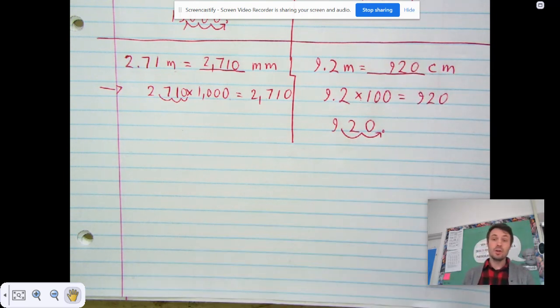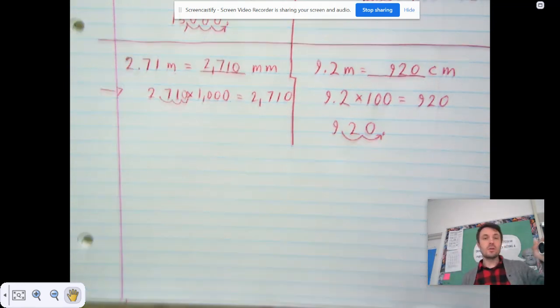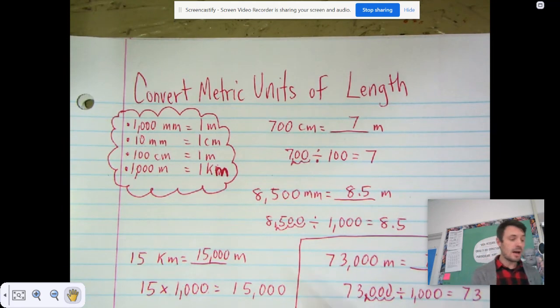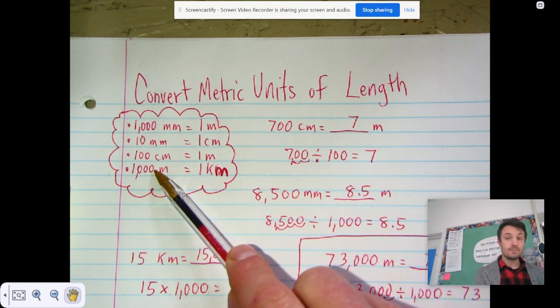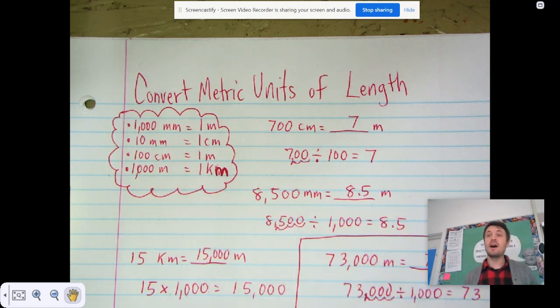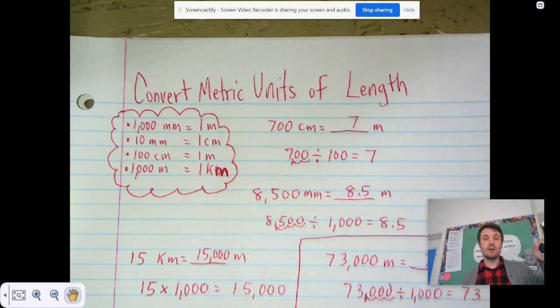That's how you do conversions of length in the metric system. If you are going from a larger unit to a smaller unit, multiply. If you're going from a smaller unit to a larger unit, divide. And you're always going to multiply or divide by 10, 100, or 1,000, depending on how many of the smaller unit can fit into one of the larger unit.